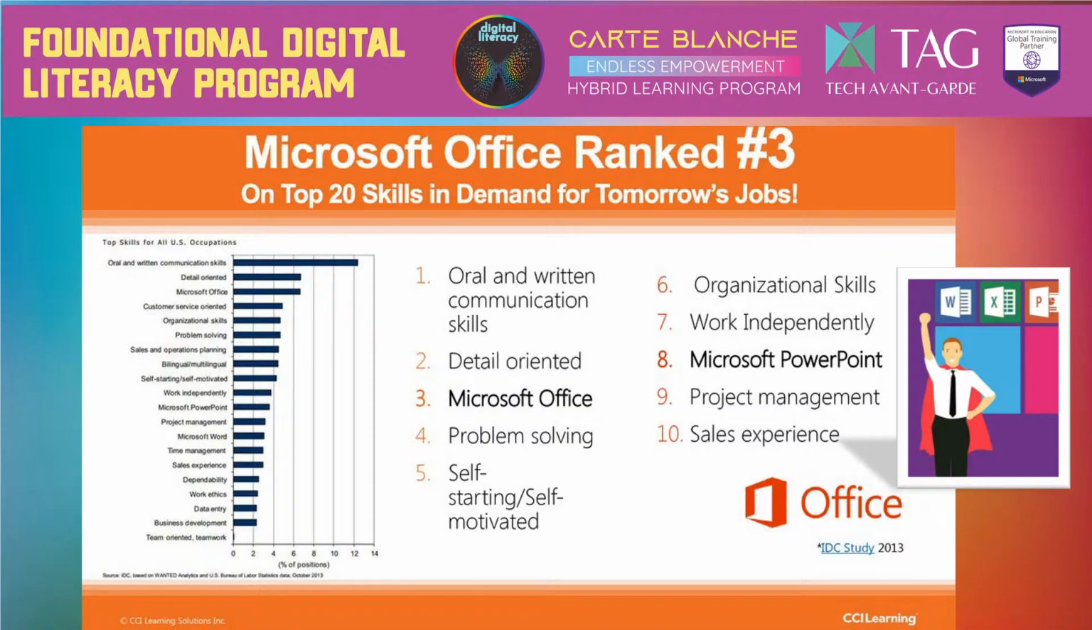This analysis was done in the year 2013. Okay. And in this analysis, you can see it shows 20 very important skills in demand for tomorrow's jobs. It was done in 2013, in the US. For all the occupations in the US, it was planned at that time, and the US released this kind of documentation where they talk about oral and written communication skills always being in the top priority. Detail oriented person is in second priority.